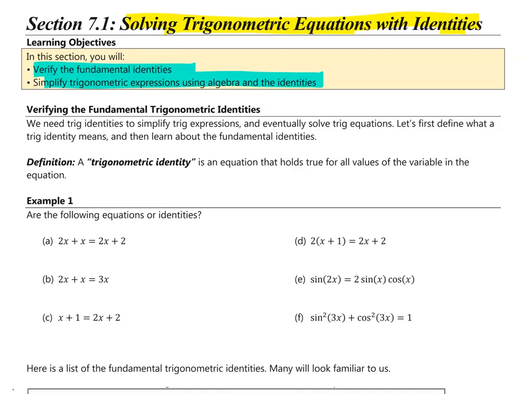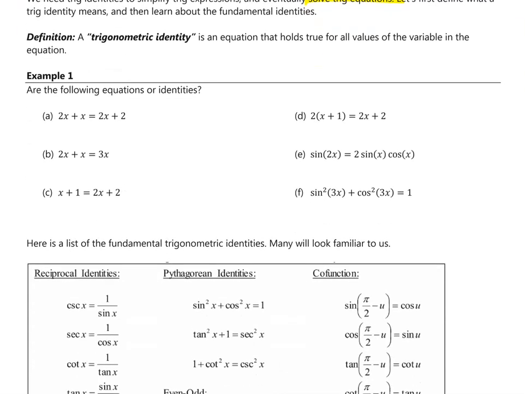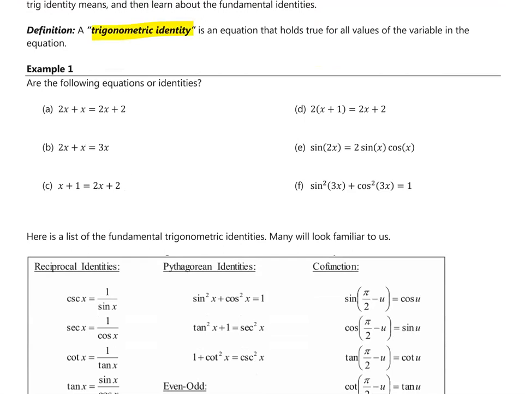Let's start with verifying the fundamental trigonometric identities. We need trig identities to simplify trig expressions and eventually solve trig equations. Let's first define what a trig identity means and then learn about the fundamental identities. Definition: a trig identity is an equation that holds true for all the values of the variable in the equation. Again, true for all the values of the variable.